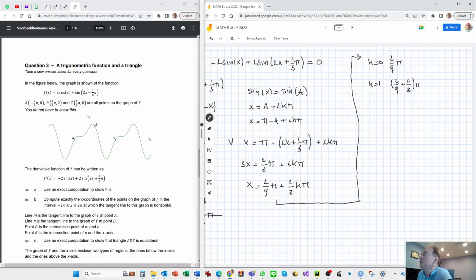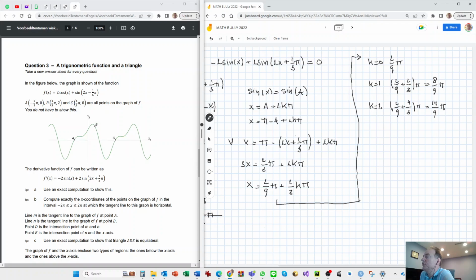I put it under the same denominator, 3, 6. I get 6 over 9. It's 8 over 9 pi. Still within the interval. K is 2: 2 over 9 plus 4 over 3 pi. So again, put it under the same denominator, times 3, 12, 14 over 9 pi. It's still in the interval.